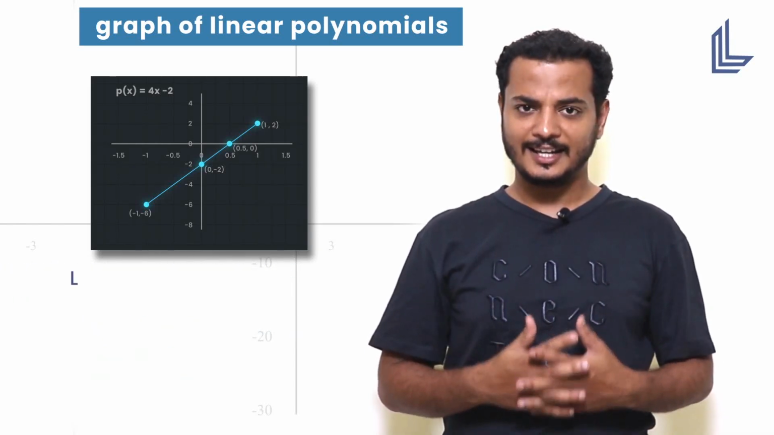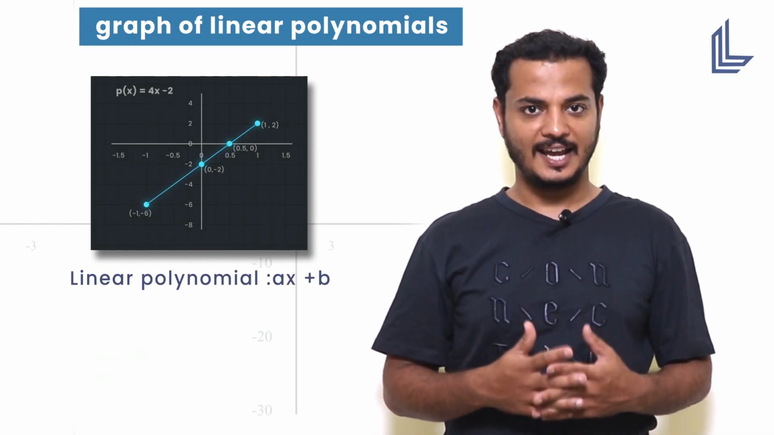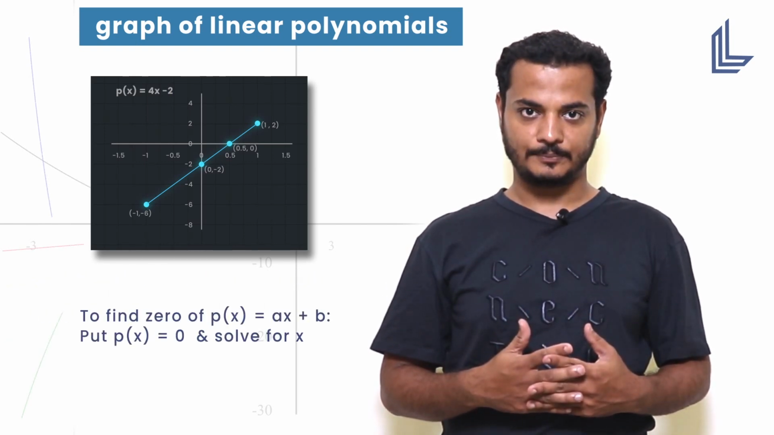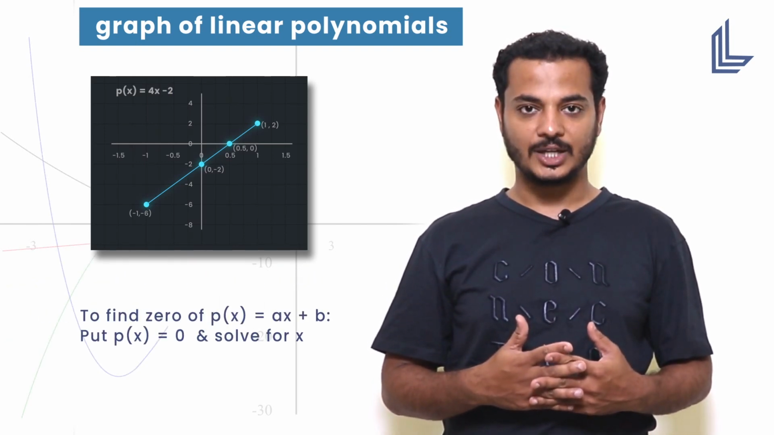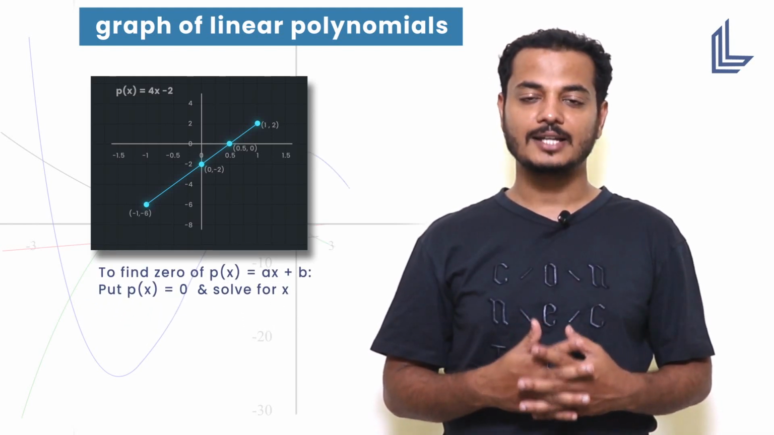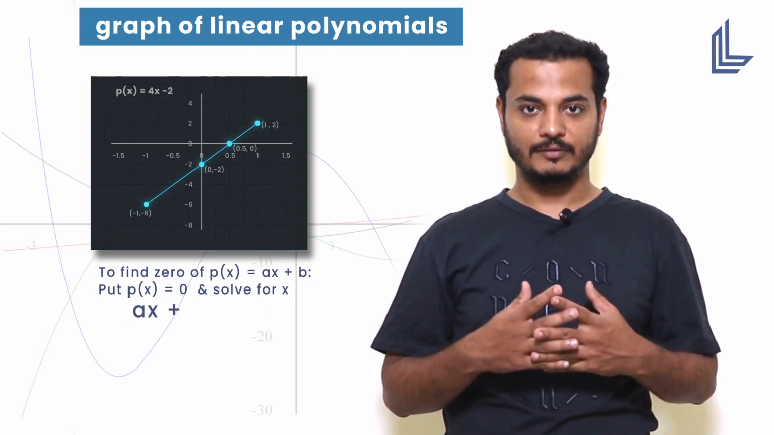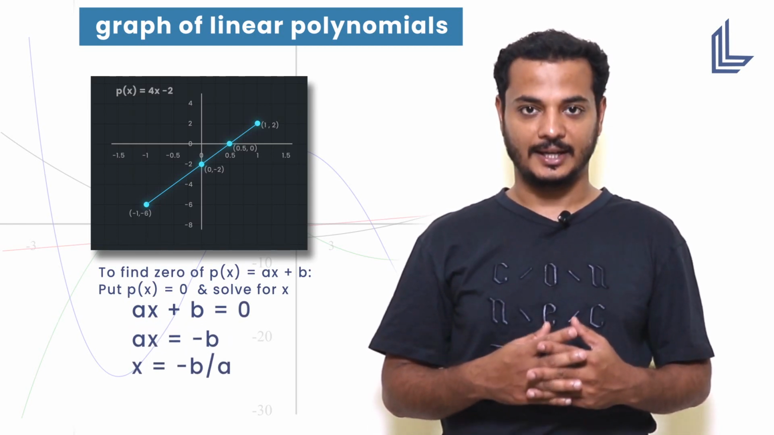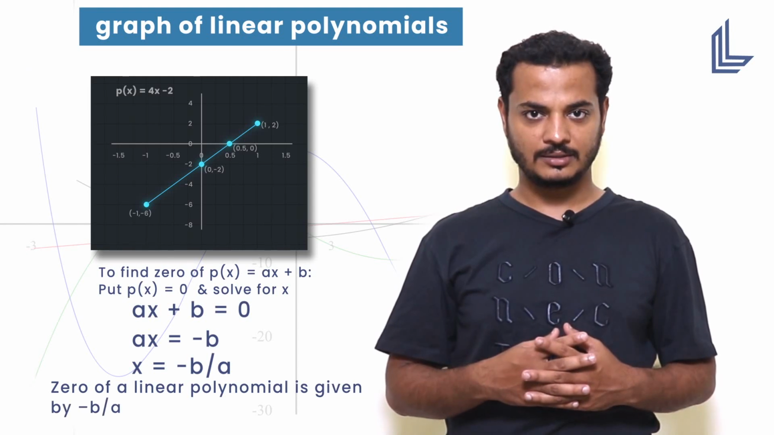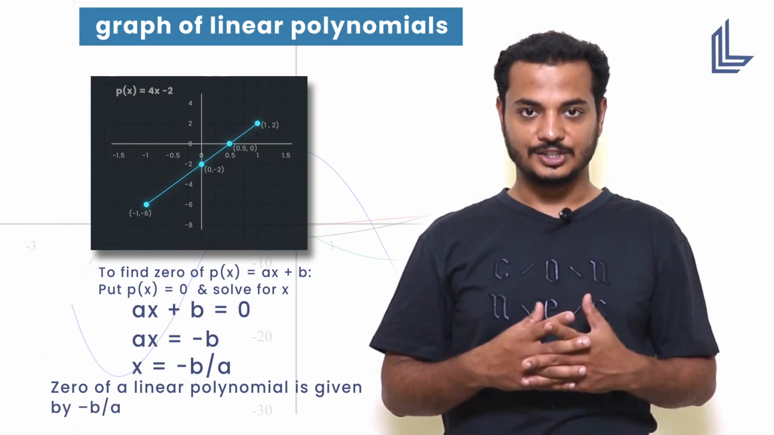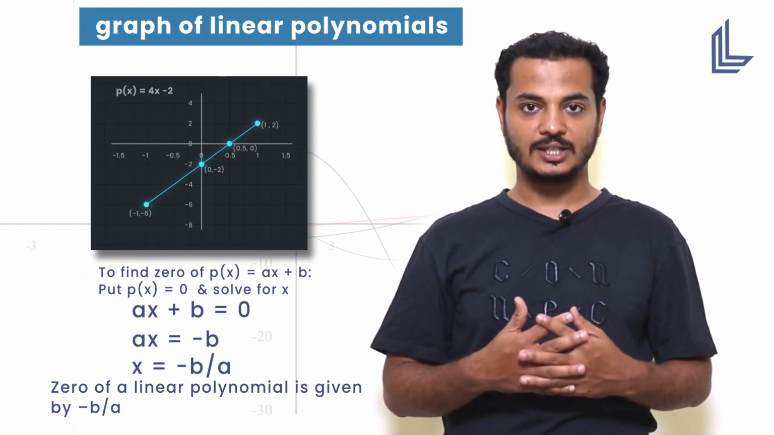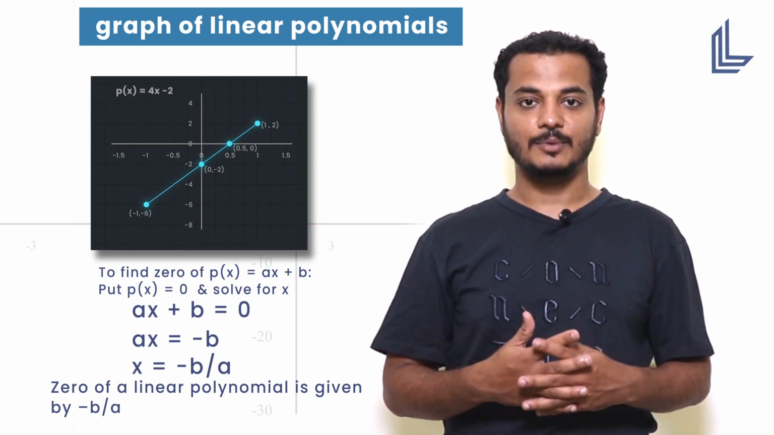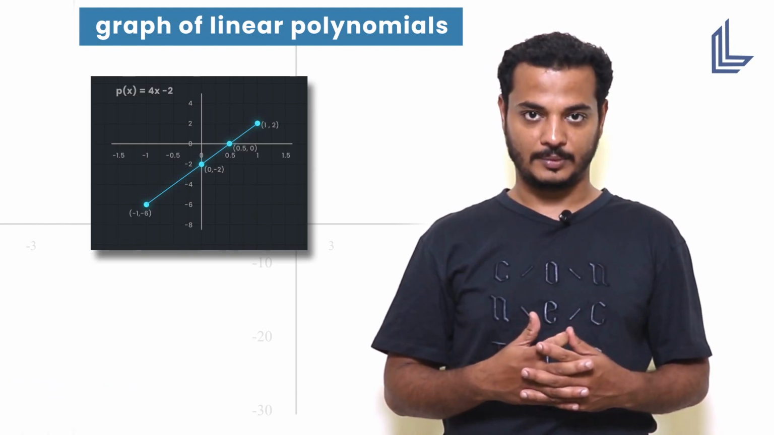In general, a linear polynomial is given as ax plus b. Now to find the 0 of this polynomial, all we have to do is to equate this polynomial to 0 and solve for x. When we do that, we get the value of x as minus b by a. What does it mean? It means that just by looking at the coefficient and the constant value of the polynomial, we will be able to determine the zero of the polynomial.